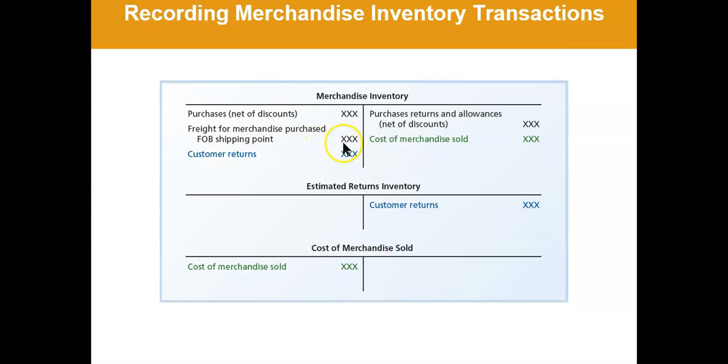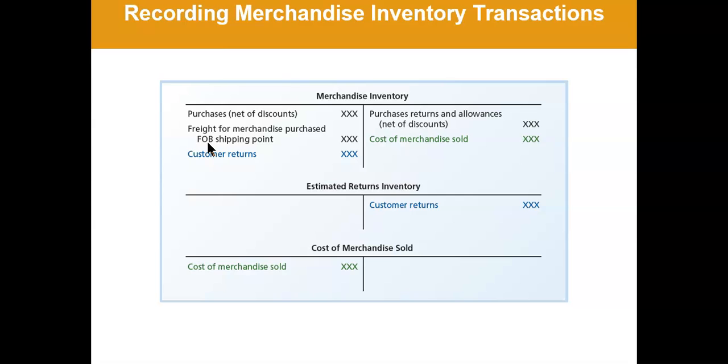You're going to have to increase the merchandise inventory by the cost of the freight. It's considered part of the cost of buying the merchandise, so you just go ahead and put that freight cost in there. If you sell merchandise, okay, that's going to reduce your merchandise inventory and it becomes cost of merchandise sold. If a customer returns something to you, it goes back into merchandise inventory and uses up part of this customer returns right here. Okay, now just briefly, let's have a discussion on FOB shipping point.